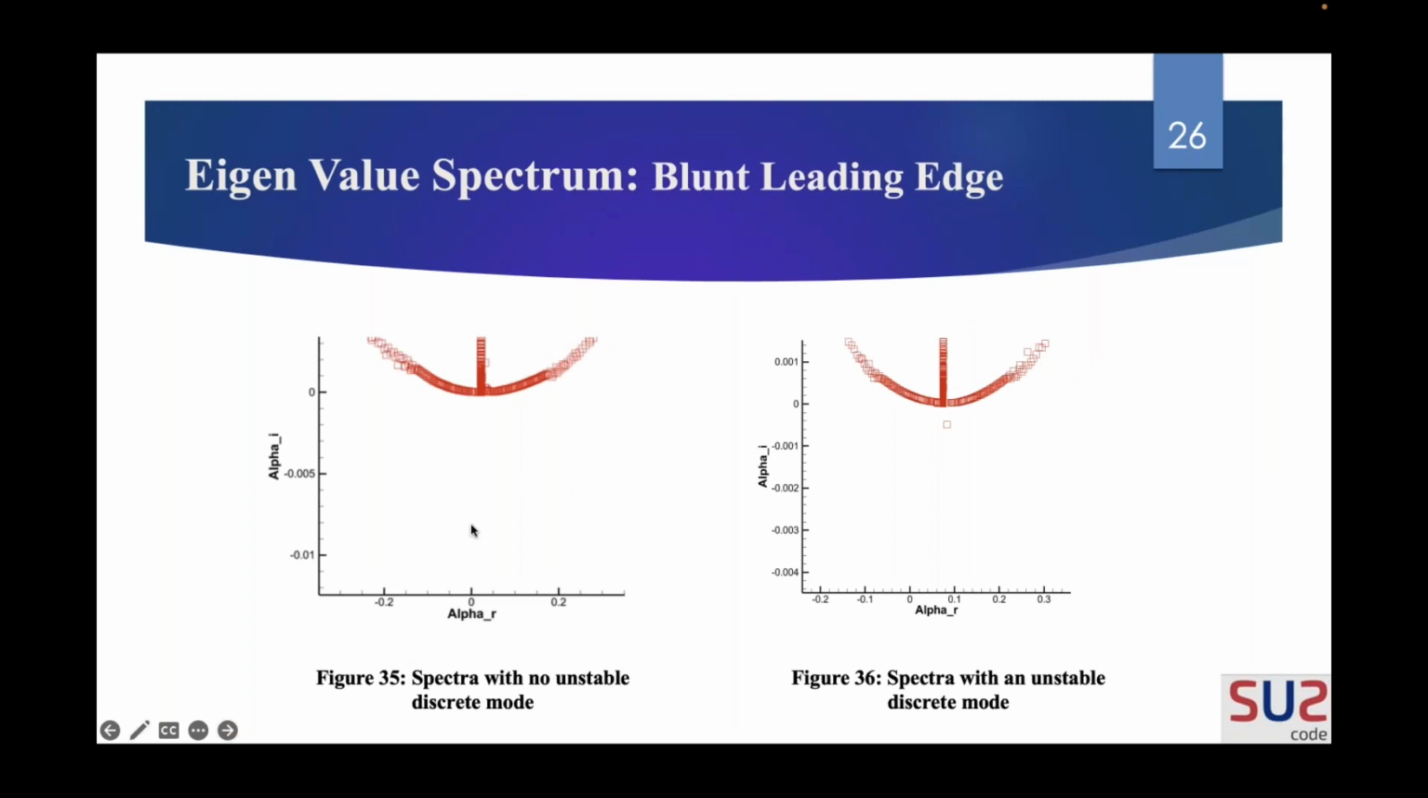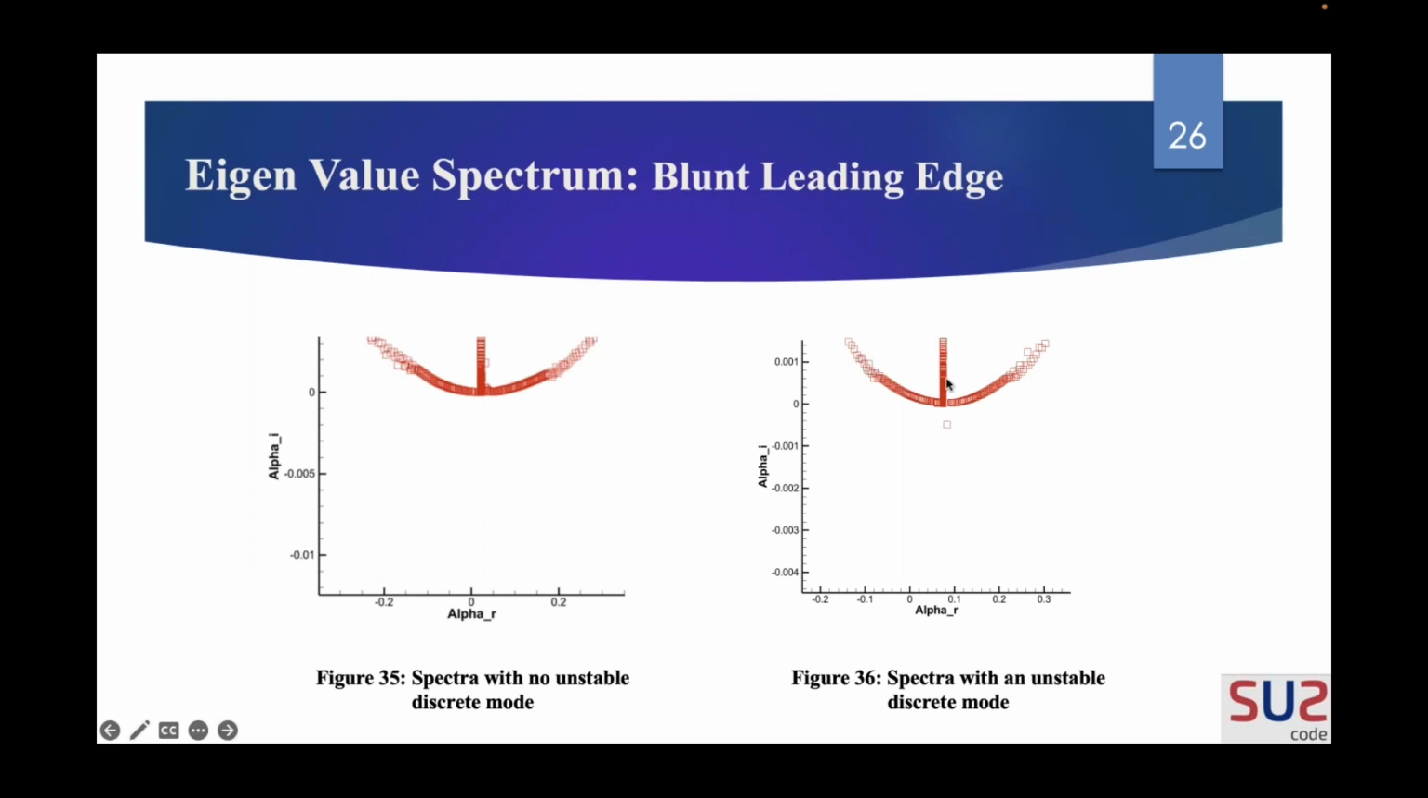And here again, there is an unstable discrete mode, with an alpha I value of 5 times 10 raised to minus 4, a negative value, and the alpha R is approximately equal to 0.1. So here the alpha I value is comparatively less negative, and this particular plot was obtained for a comparatively lower frequency band.